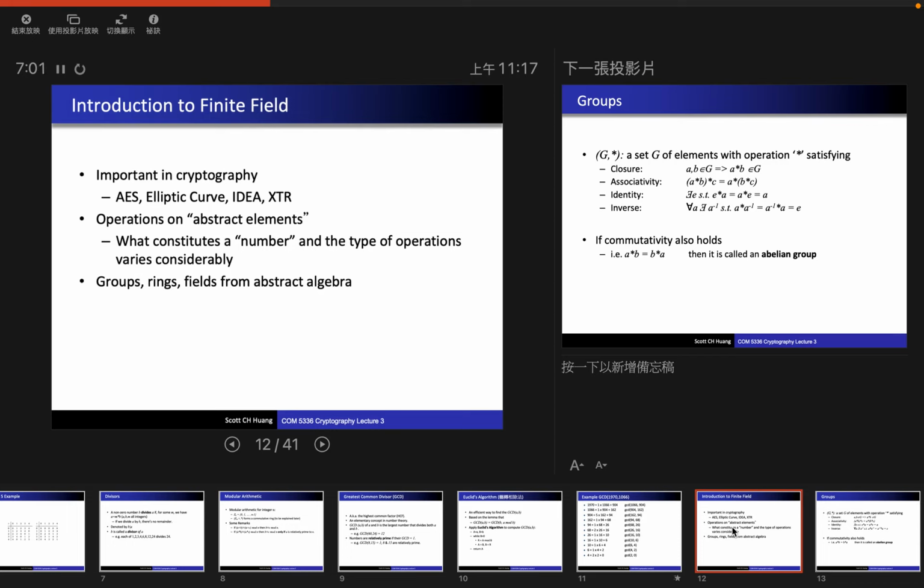So I would say like 99% they're the same, but there's some of them that are very different, and then the difference is huge. So that's finite field.